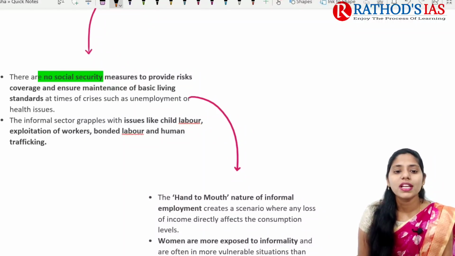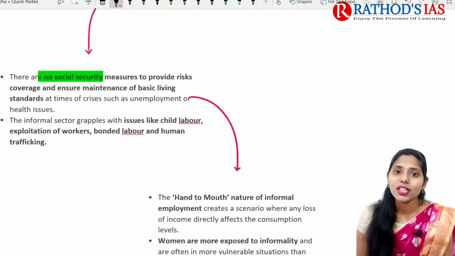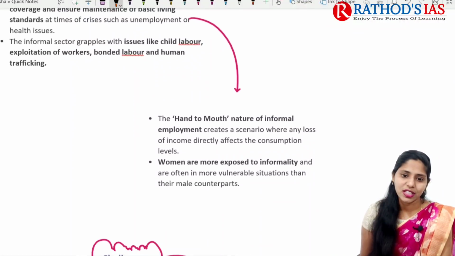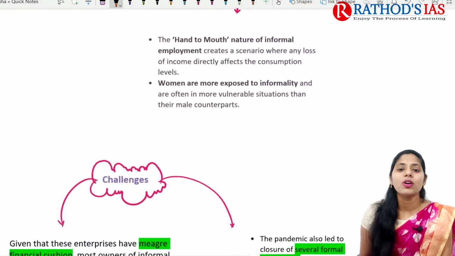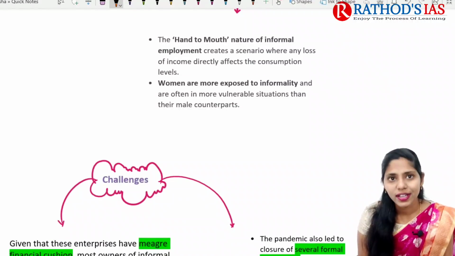The informal sector also has issues regarding child labor and exploitation of workers through long working hours, and we can also see bonded labor and human trafficking. Women are also more exposed to informality, and they are more vulnerable.